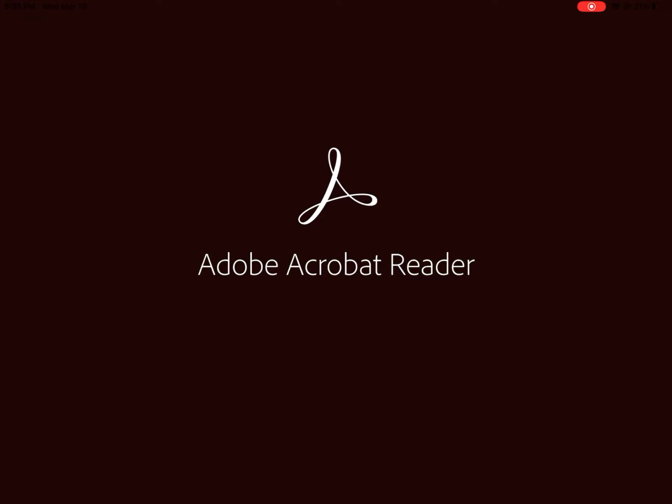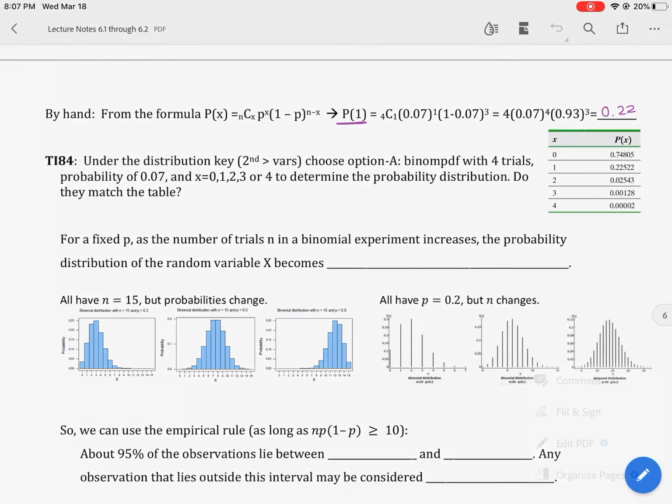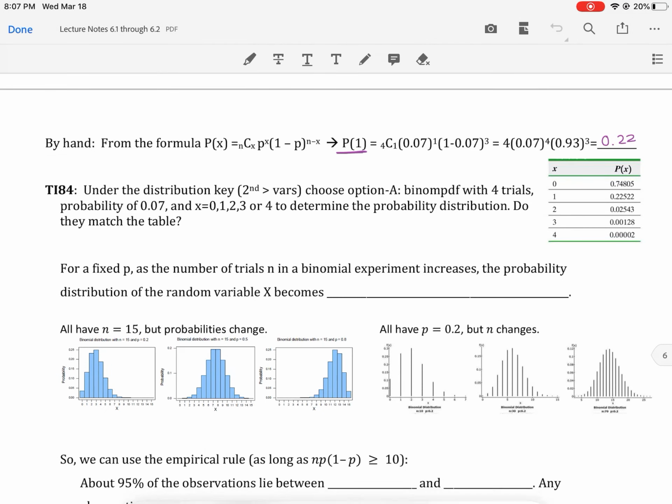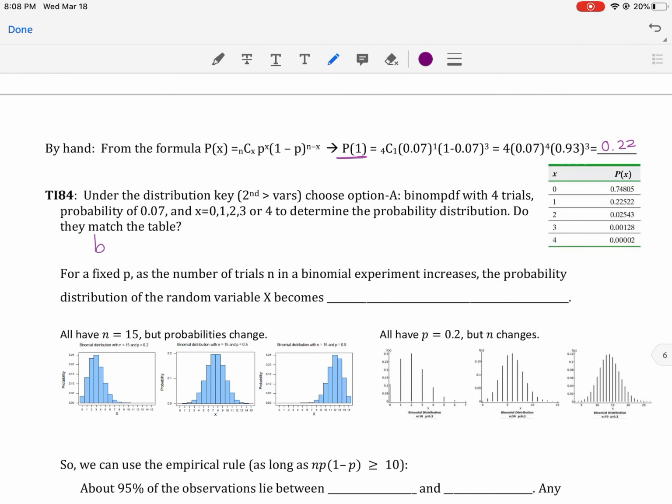So, as a little reminder for you, maybe add this to your notes. We've got binompdf. We inputted 4, the probability of 0.07, and then 0 for the probability of having 0 people with O negative blood, and we got out 0.748. Okay.